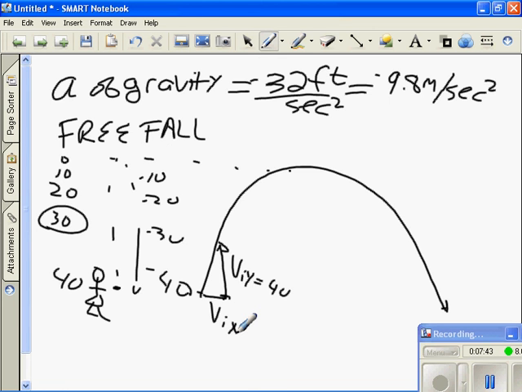So here's how you do these problems. You treat the x direction completely independent of the y direction, because here's the newsflash. Gravity only pulls you down. Gravity doesn't pull you right or left.